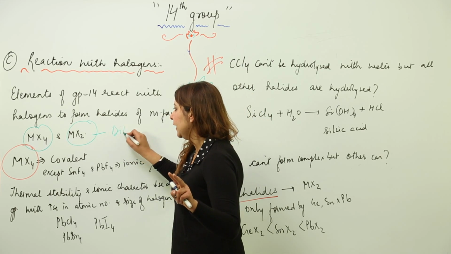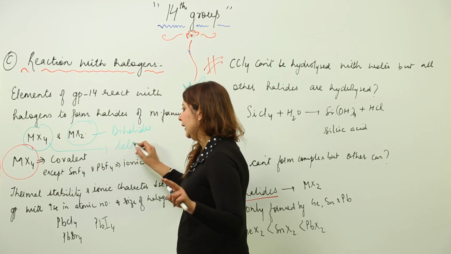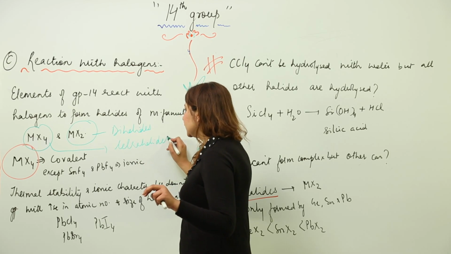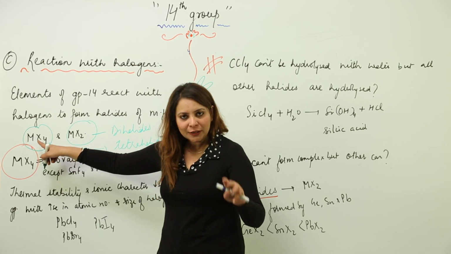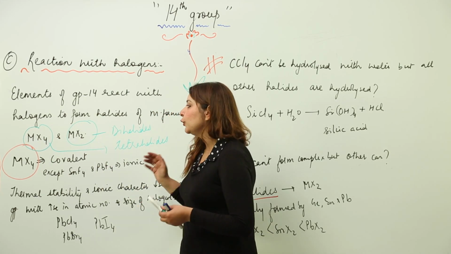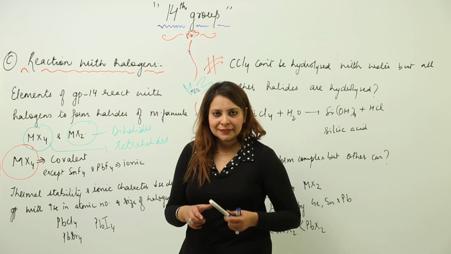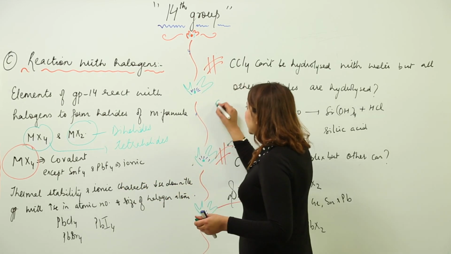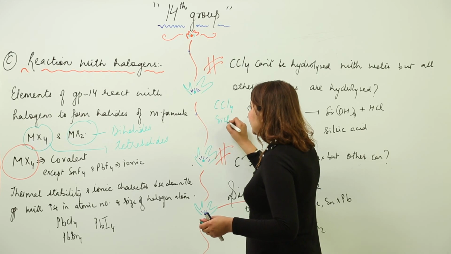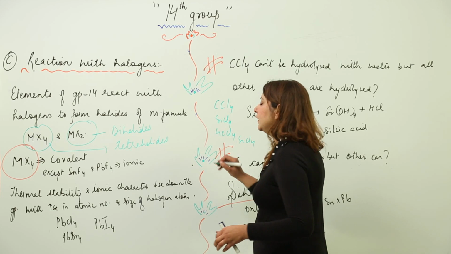One, they form dihalides, right? And they also form tetrahalides. This you have seen: the formula is MX4, that means tetrahalide. When it is MX2, it is dihalide. So first we will talk about the tetrahalides. All tetrahalides, like CCl4, SiCl4, germanium tetrachloride, tin tetrachloride.